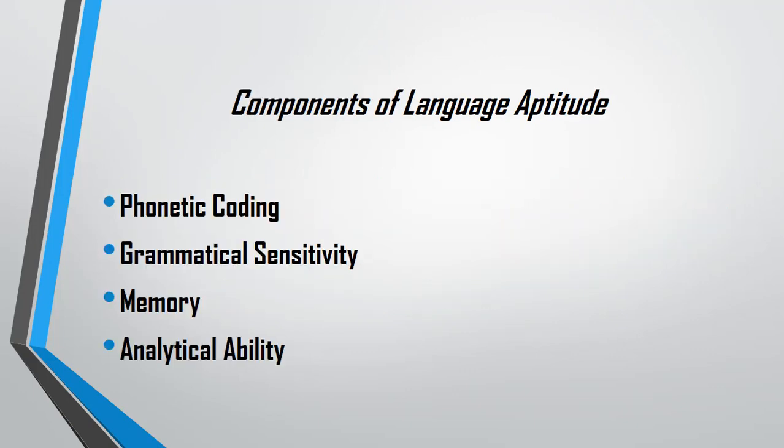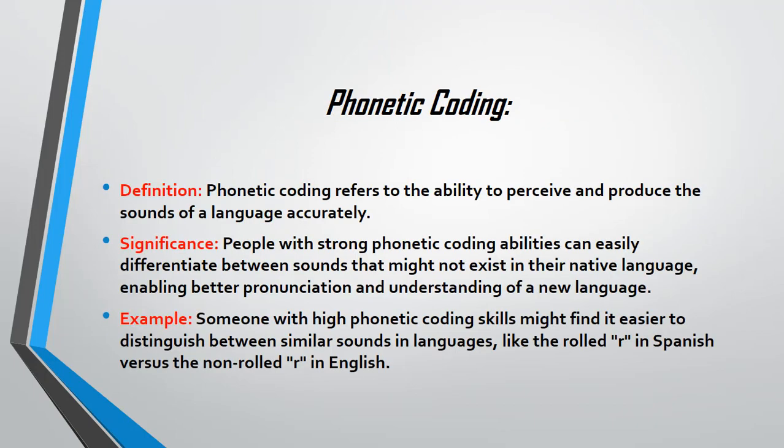Let's move on to see the components of language aptitude. First, we find phonetic coding, grammatical sensitivity, memory, and the analytical ability. First, what is phonetic coding? Simply put, phonetic coding refers to the ability to perceive and produce the sounds of a language accurately.